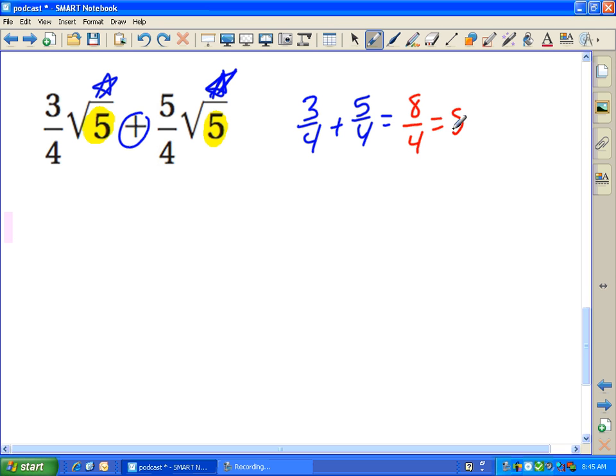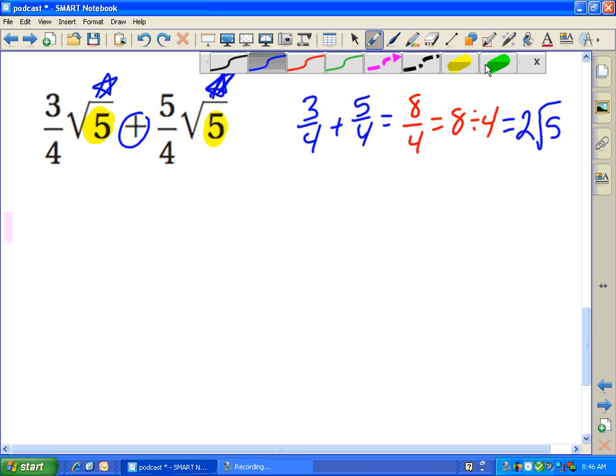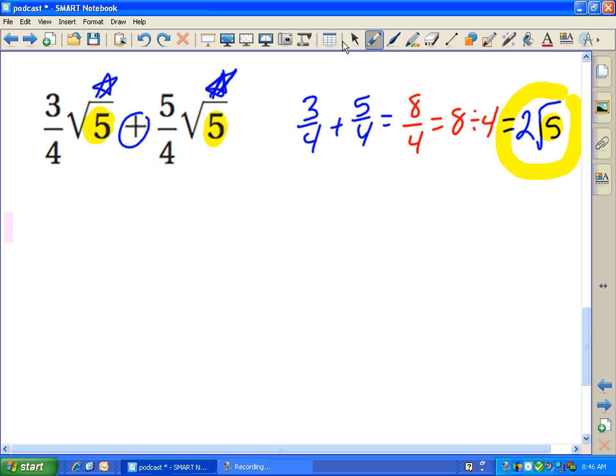Excellent job. If you said you can simplify that, you can divide both of them by 4, which would be the greatest common factor, plus 10 bears. Am I back to positive yet? 8 divided by 4 gives me 2, or you could say 2/1. Another plus 10 bears. Once my square root's the same, I'm going to keep it the same. So here's my answer, 2 square roots of 5.